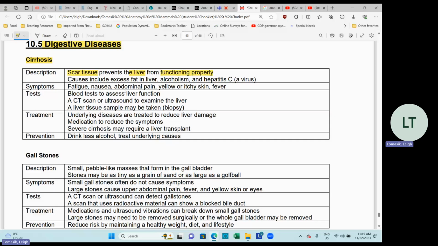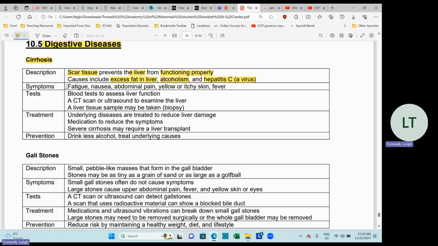So, there are a few causes of cirrhosis, right? You could have a very fatty liver because you have an improper diet, or you can drink a lot of alcohol. You could have alcoholism that causes cirrhosis, or you could have an infection like hepatitis. Hepatitis C is a virus that infects your liver and causes scar tissue as well.